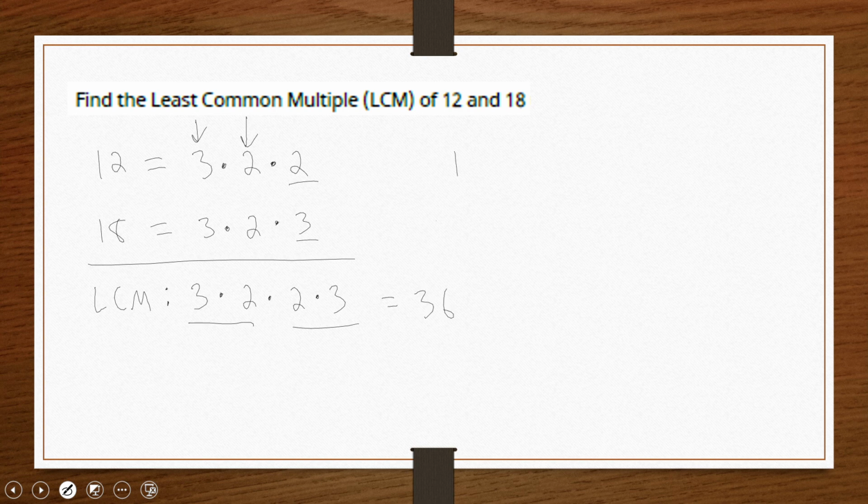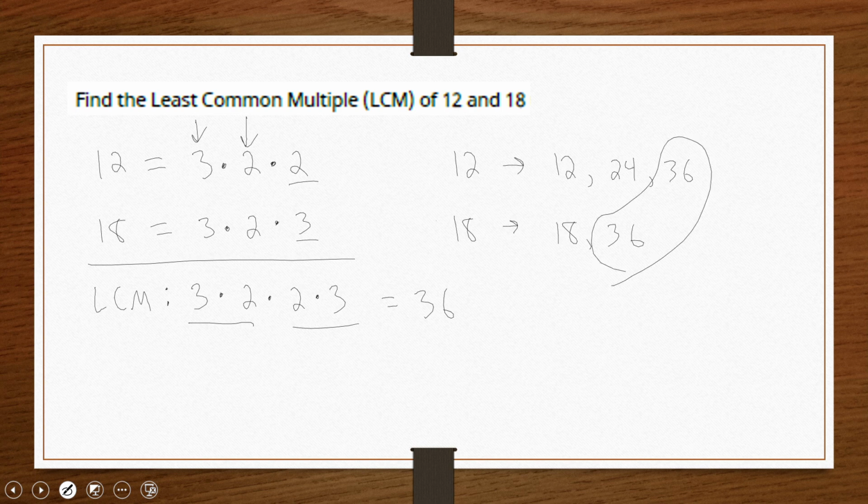And sure enough, if we approach this with our alternative method, we can say that the multiples list for 12 is 12, 24, 36. For 18, we get there pretty quickly. It's 18 and straight to 36. So sure enough, both of these techniques work.